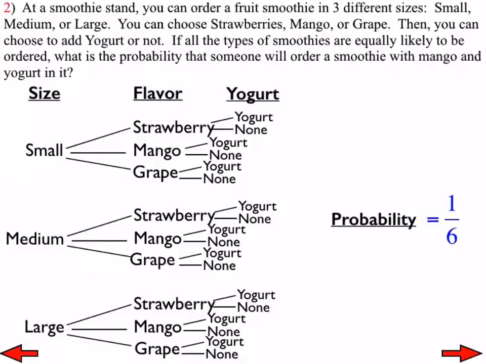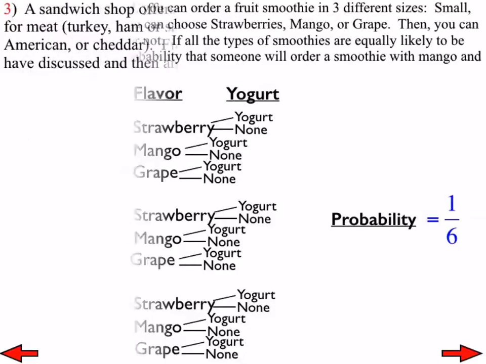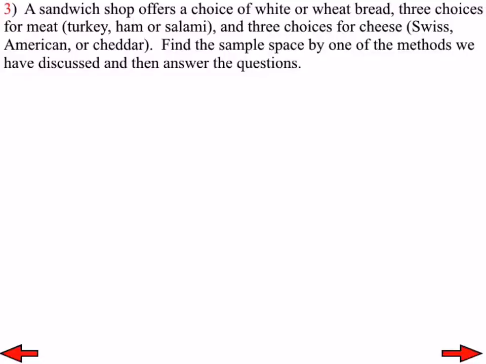All right, we've got one problem left for today, and that is number 3, which is similar to number 2. A sandwich shop offers a choice of white or wheat bread, 3 choices of meat, turkey, ham, or salami, and 3 choices of cheese, Swiss, American, or cheddar. Find the sample space by one of the methods we have discussed, and then answer the 2 other questions, which are, what are the total number of outcomes, and then, what is the probability that someone will order wheat bread with either turkey or ham? Work on that with your shoulder partner, just like number 2, and I'll get back to you in a couple minutes.